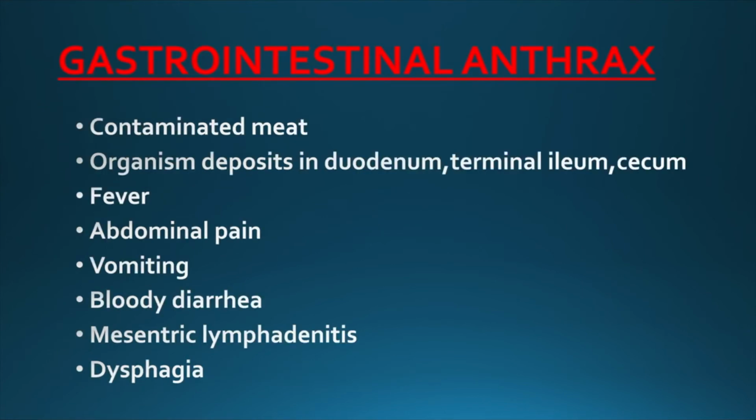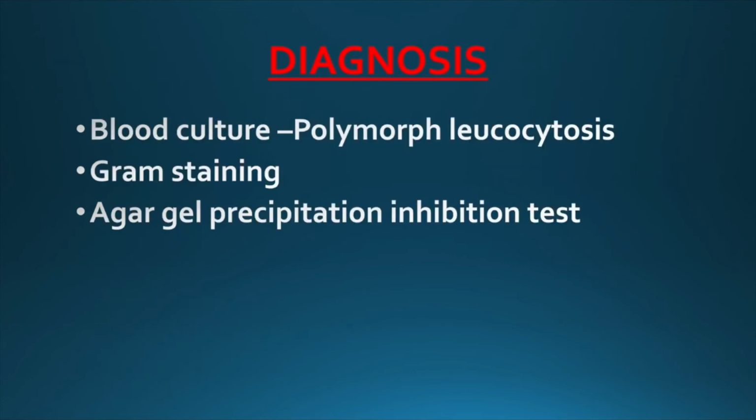Then gastrointestinal anthrax mainly occurs through contaminated meat. Organism deposits in duodenum, terminal ileum and cecum. Main symptoms are fever, abdominal pain, vomiting, bloody diarrhea, mesenteric lymphadenitis and dysphagia. Diagnosis: blood culture. Polymorph leukocytosis is seen in blood culture. Then gram staining, agar gel precipitation inhibition test.